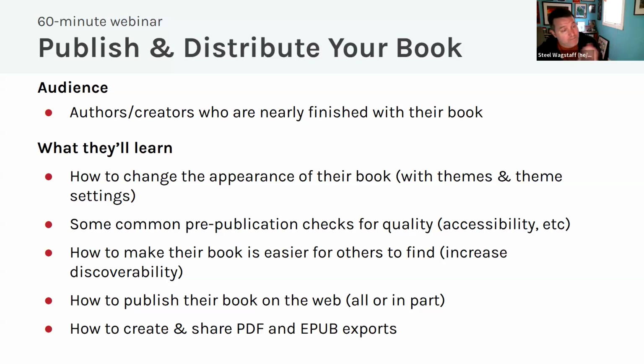We'll cover what's really important: how to make sure your book is easier for others to find. For librarians, this is metadata, but for end users, we'll call it book info or discoverability. We try not to confuse them with terminology. And then how you can publish the book onto the web in whole or in part, as well as how you could create and share PDF and or EPUB exports. There'll be a little bit of conversation for people who want to sell their book, but the main focus is publishing and distributing. That's what we're offering every month.